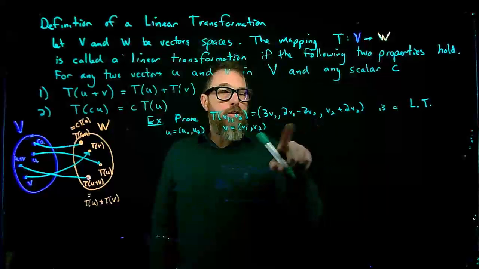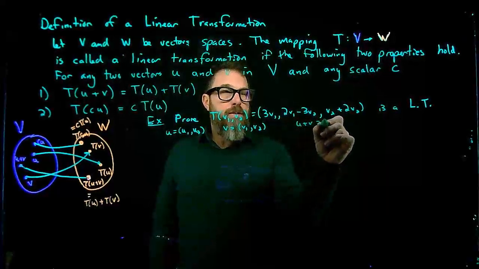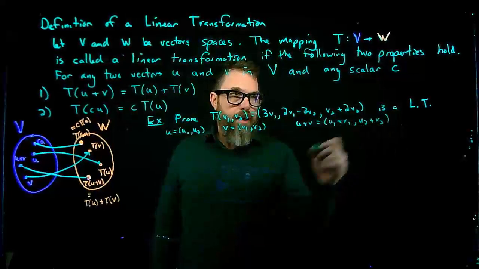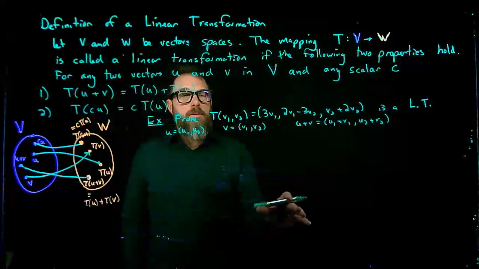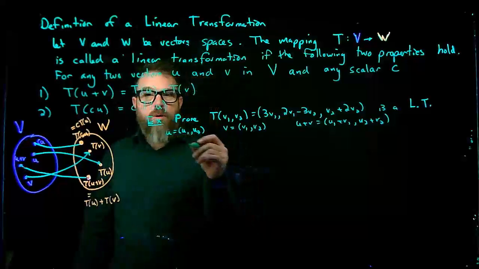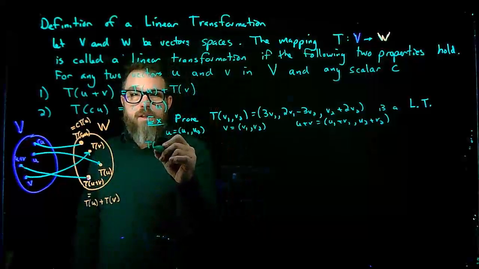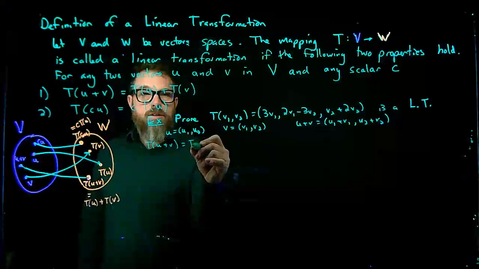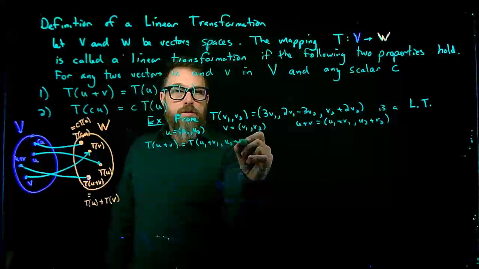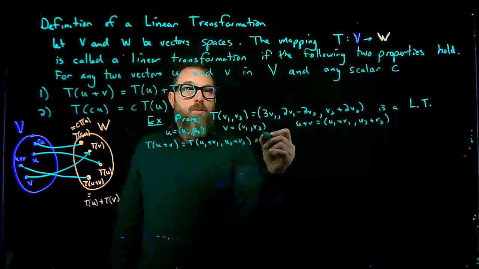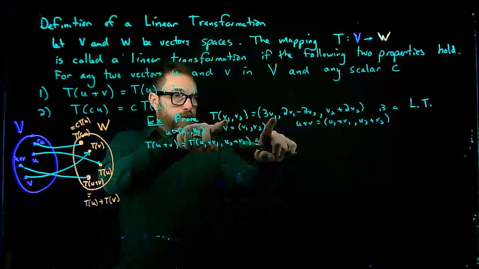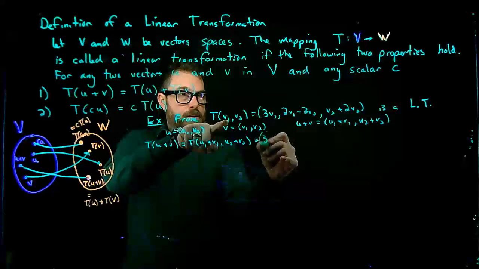Sorry, if I do u plus v, what would we have here? Well, u plus v is going to be u1 plus v1, u2 plus v2, because that's how we add vectors. So what I'm going to do is show that t of u plus v is equal to this. Let's start here. t of u plus v is equal to t of this thing, so this is going to be u1 plus v1, u2 plus v2. Now, the way we do the transformation says whatever's here, you're going to have to multiply by 3 for the first component. So this is going to be 3 times the first component.